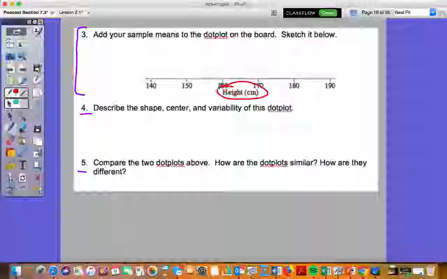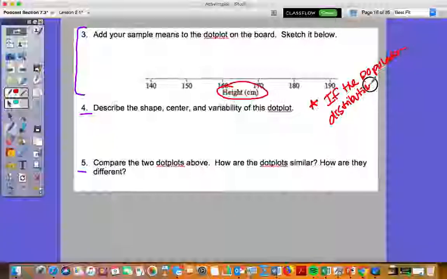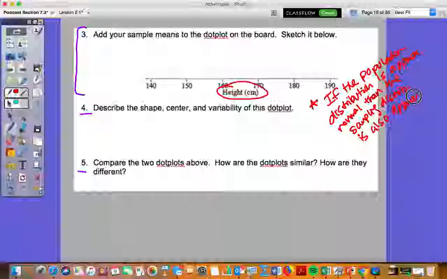All right, so here's a big, big note. I'm going to go straight into my golden nugget. The golden nugget I want you to know is this. If the population distribution is approximately normal, then the sampling distribution is also approximately normal. Okay? Boom. Big idea. I also want you to put that this is called the central limit theorem.